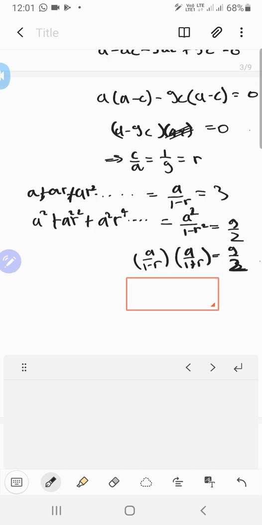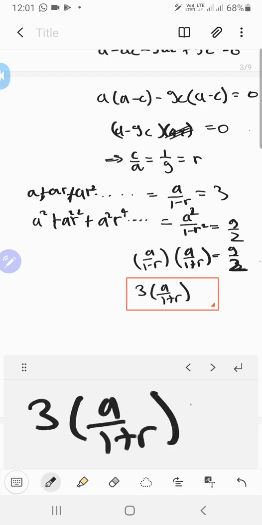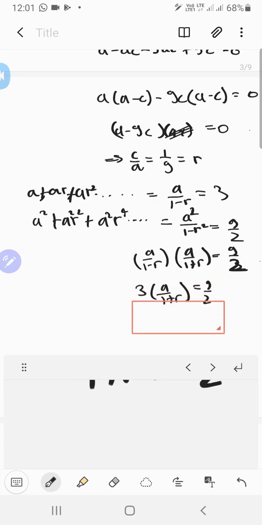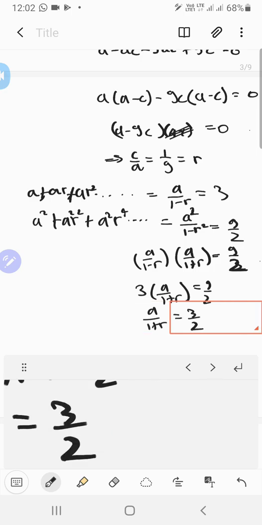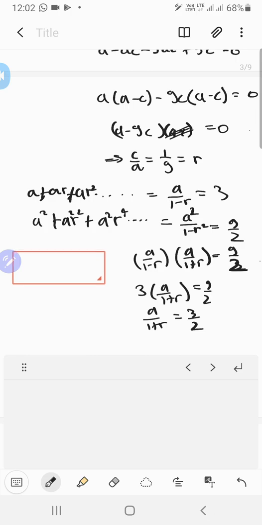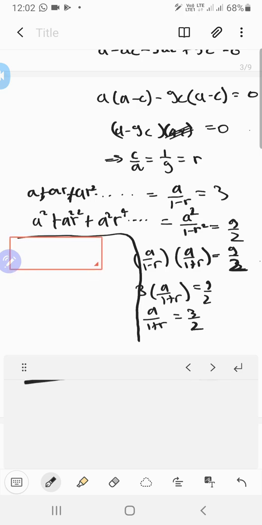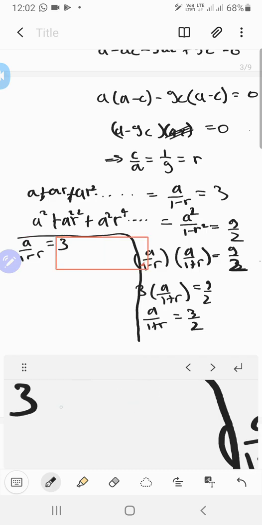Okay, from that we can say that 3 times a upon 1 plus r is 9 by 2, which means that a upon 1 plus r is 3 by 2. That's nice. So from this we got two equations. The first equation is that a upon 1 minus r is 3, and a upon 1 plus r is 3 by 2.